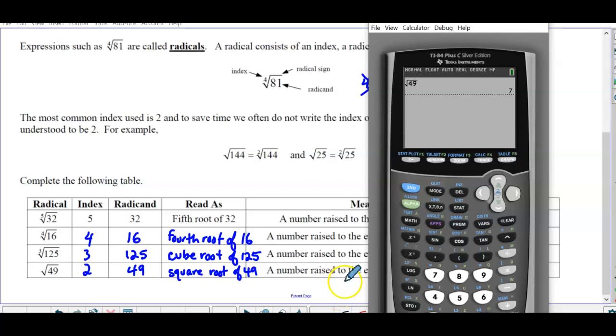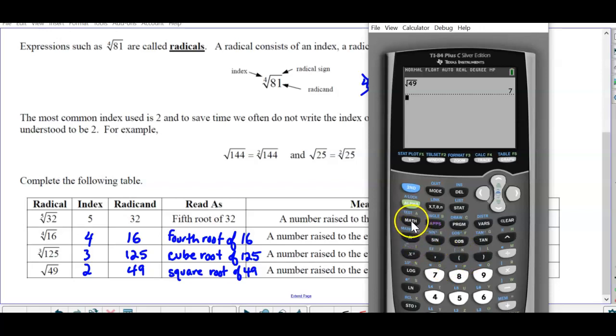Some older versions of the TI won't have that root symbol going all the way across. It'll just have a root, maybe open a bracket, put 49, close the bracket. Okay. Cubed root, so let's go from the bottom up. Cubed root isn't on the actual calculator.